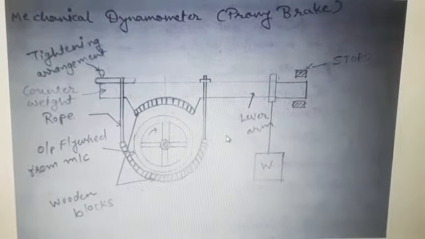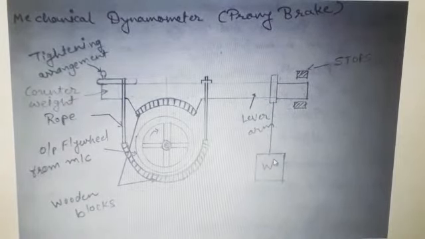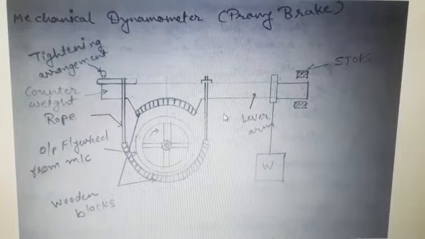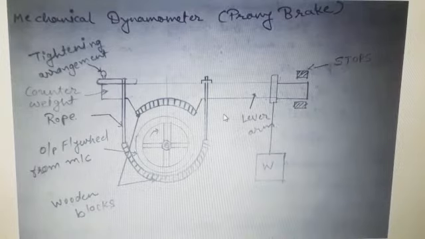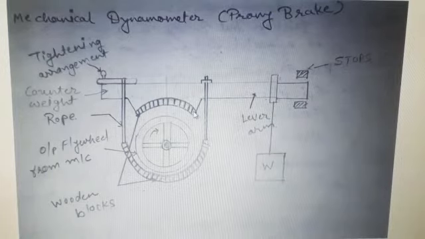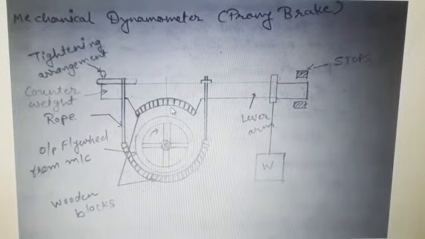At that time we note down the value of the load weight W and the value of the length L, so that we can easily find the value of power with the help of the formula P is equal to 2 pi N upon 60 into W into L. And how can we find the value of N? With the help of a tachometer. The value of N means the revolution of this pulley. So students, I think you easily understand the Prony brake dynamometer.